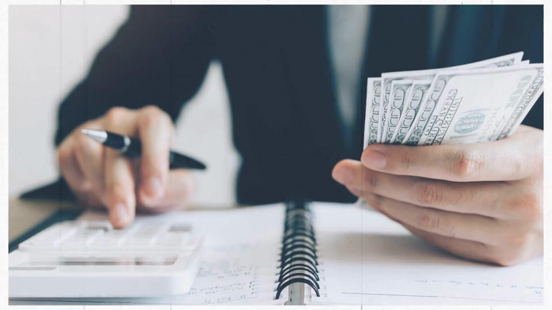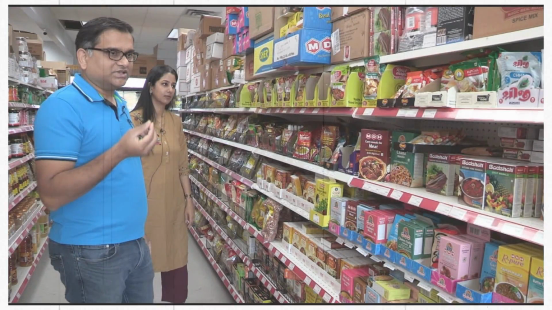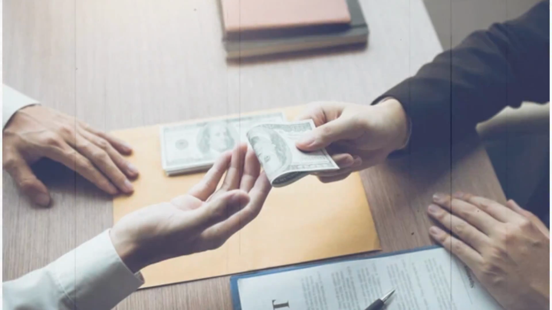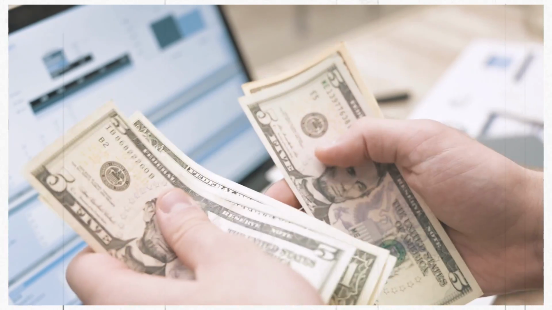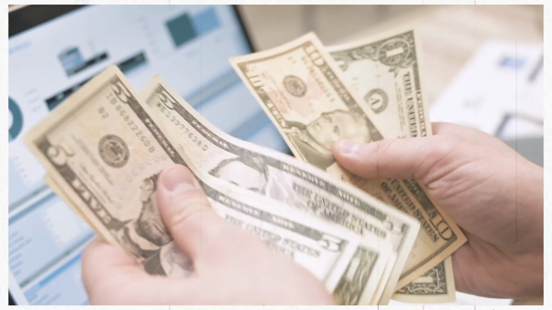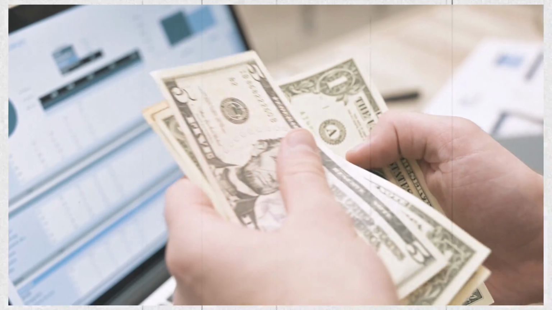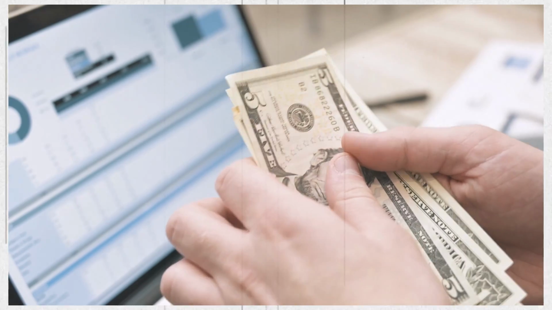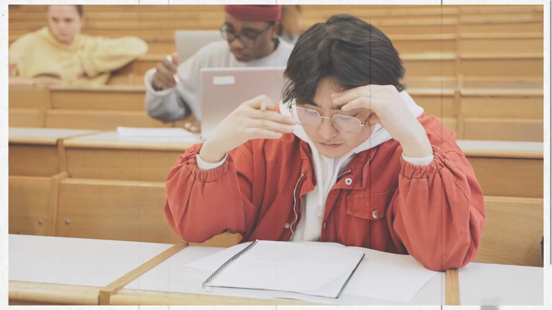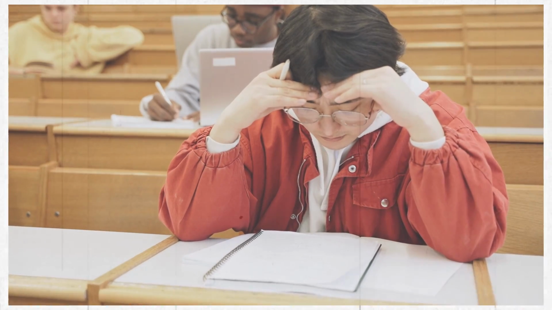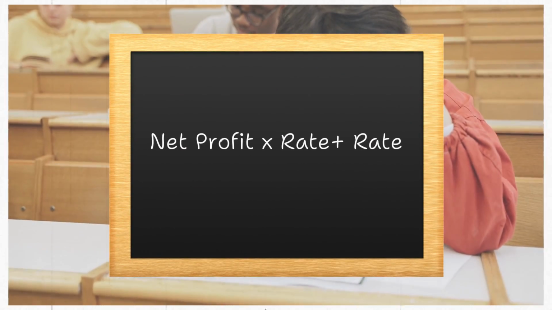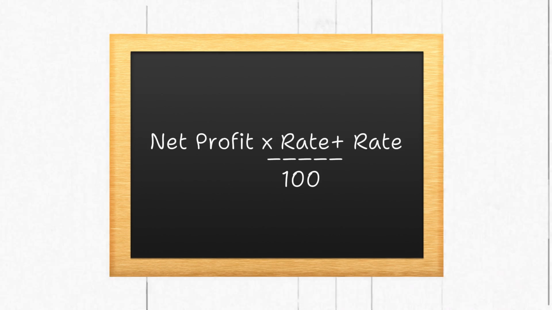Now, the next can be the commission allowed to a partner after charging such commission. So what is the formula for the same? The formula to calculate the commission, where it has been written that the commission is allowed to a partner after charging such commission, becomes net profit multiplied by rate upon 100 plus rate.